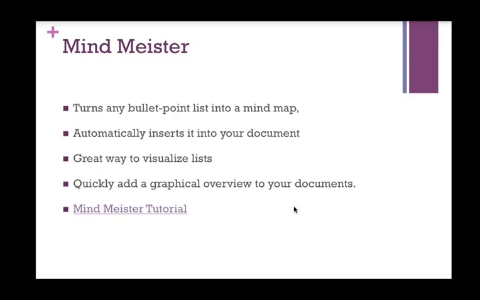MindMeister is an easy-to-use tool that turns any bulleted point list into a mind map and inserts it automatically into your Google document. The MindMeister add-on takes the first point of your list and that becomes the root topic of the mind map, while the rest of the first level points are turned into first level topics. Second level points are turned to the equivalent of second level topics, and so on. It is a great way to help students visualize lists and quickly add a graphical overview to your documents. Let's check out the tutorial.